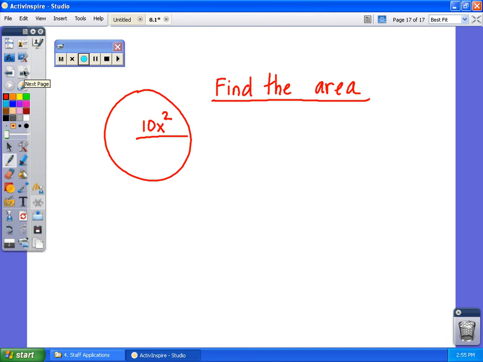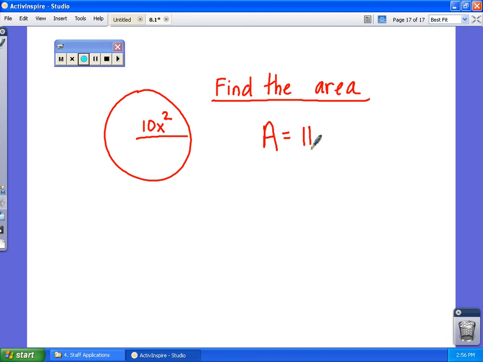We're going to find the area as our last problem. Remember, always write the area formula. Area equals pi r squared because it's a circle. In this case, the radius is 10x squared, so I'm going to put the 10x squared right inside as the radius, times pi equals the area.